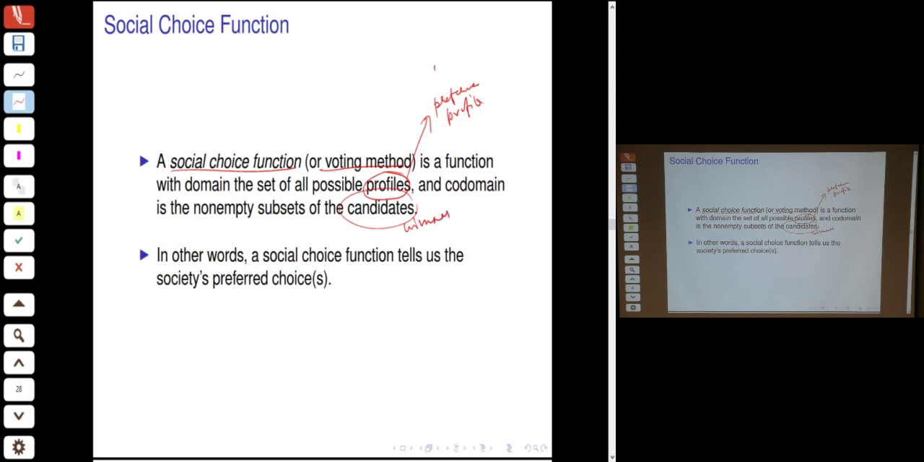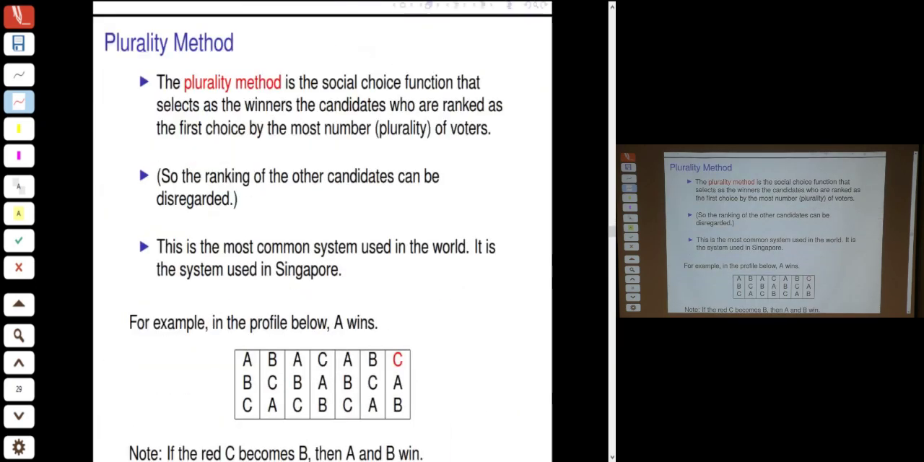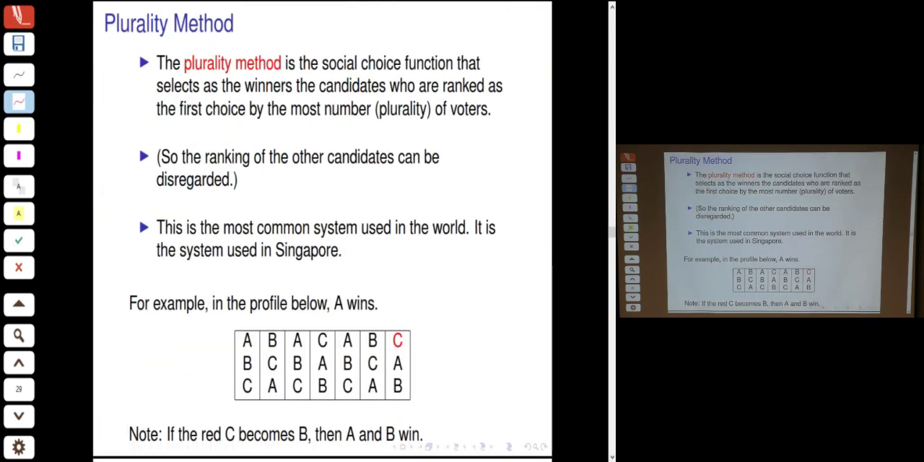So, the input is a profile of votes and the output is a winner, or it could be a tie. In other words, a social choice function tells us the society's preferred choices. So, what are some examples of social choice functions? This is an extension of the social choice functions that we saw for 2 candidates.